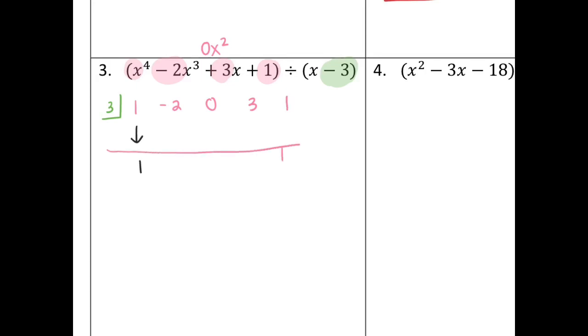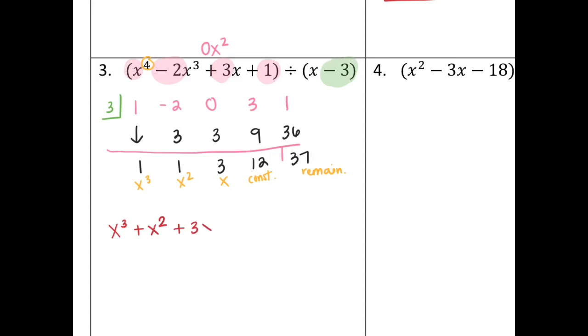Drop the 1, multiply by 3, 3, add 1, multiply, 3, add, so on and so forth. You might need to pause this video and watch that again. Okay, so don't forget we have remainder, constant, x, x squared, x cubed. So my related polynomial is x cubed plus x squared plus 3x plus 12 plus 37 over x minus 3.